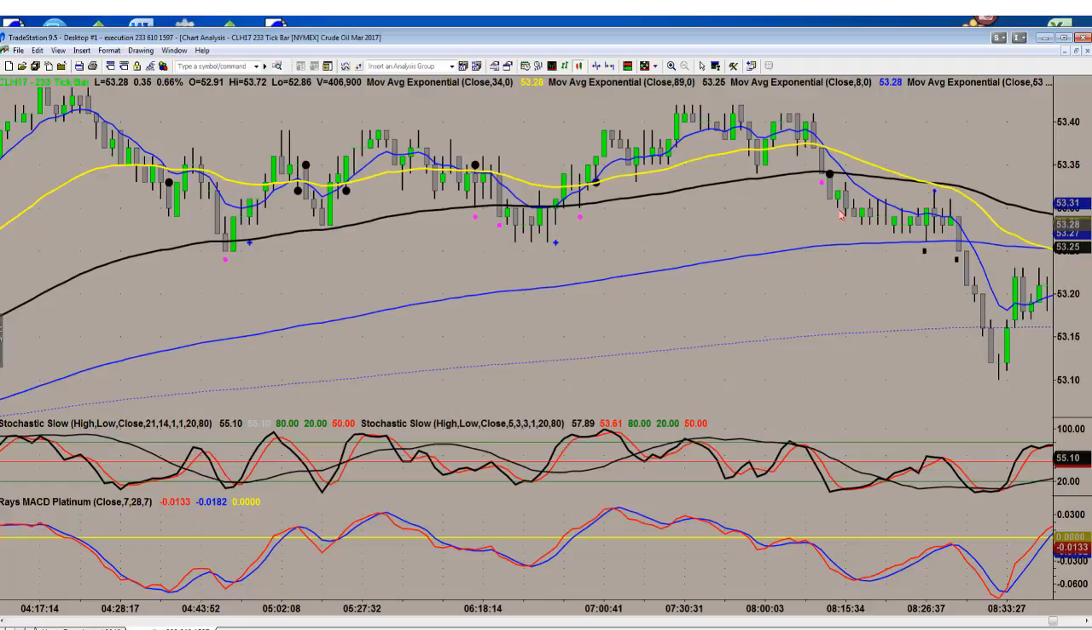Because actually you can see here we had a little bounce. It did hit 34, but look at the direction. Look what's happening here. It's starting to move down.